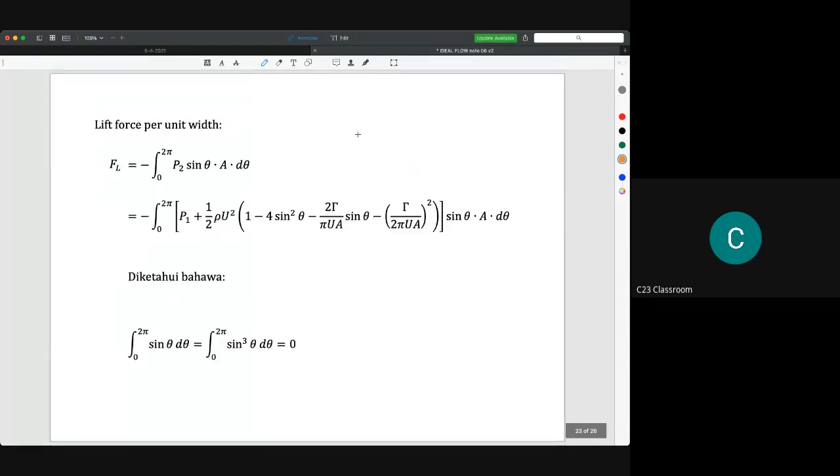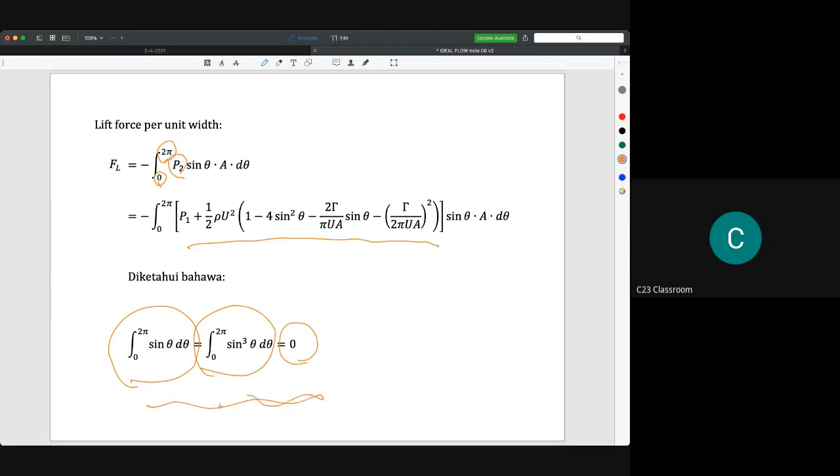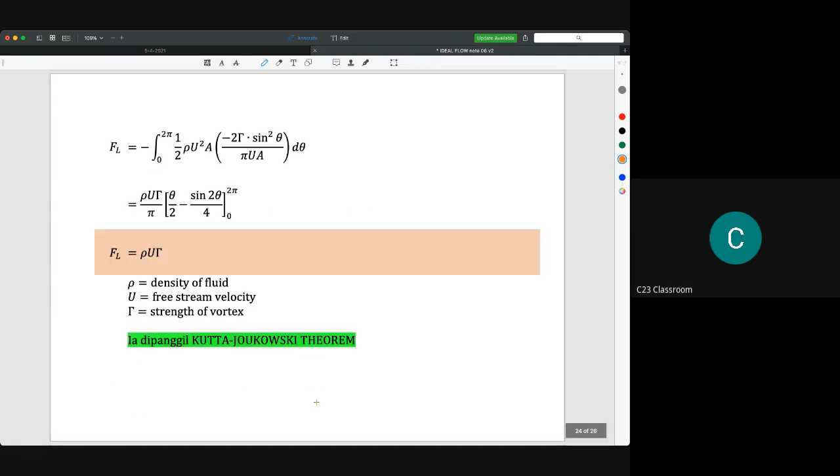And then if we calculate lift force per unit width, we use this equation. We have the integral of P2 sine theta a d theta, with limits from 0 to 2 pi. Then we substitute the value of P2 here. We have all of these terms, and then we simplify it. We know that the integral of sine theta d theta from 0 to 2 pi is equal to 0. If you expand this one, do the integration, and substitute with this assumption, then you will get FL equal to this one.